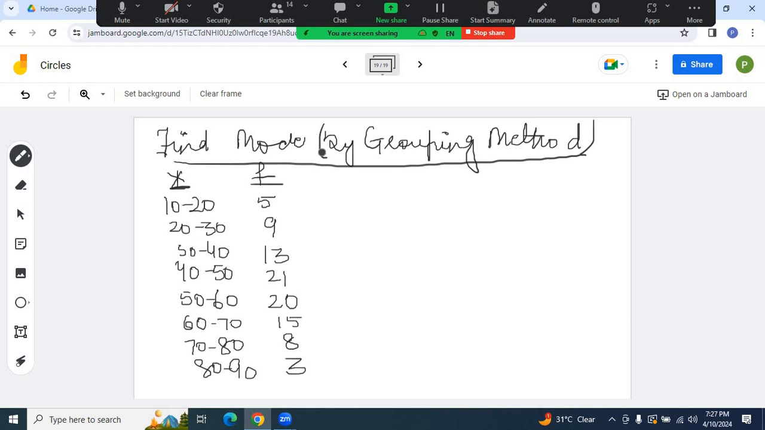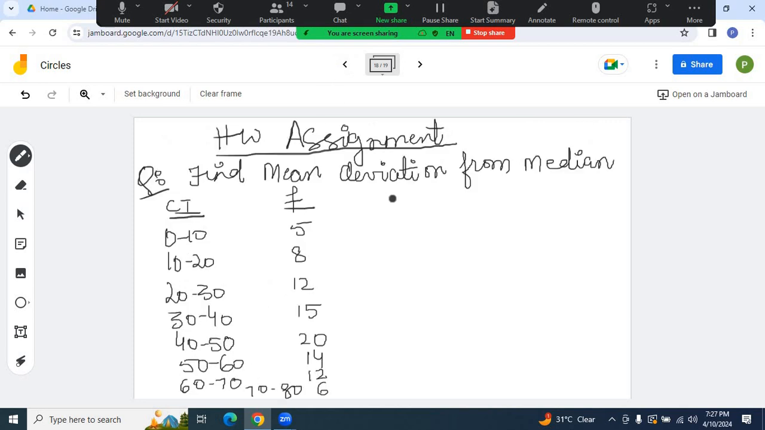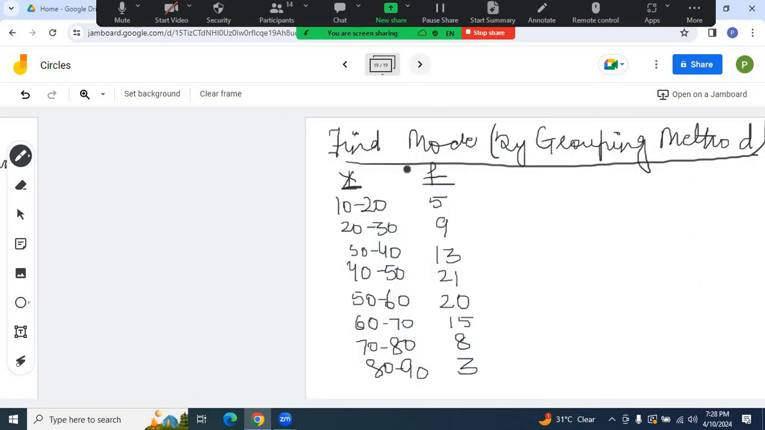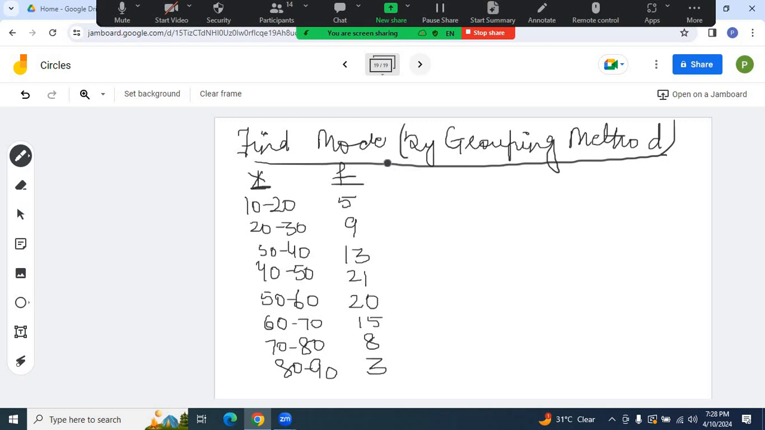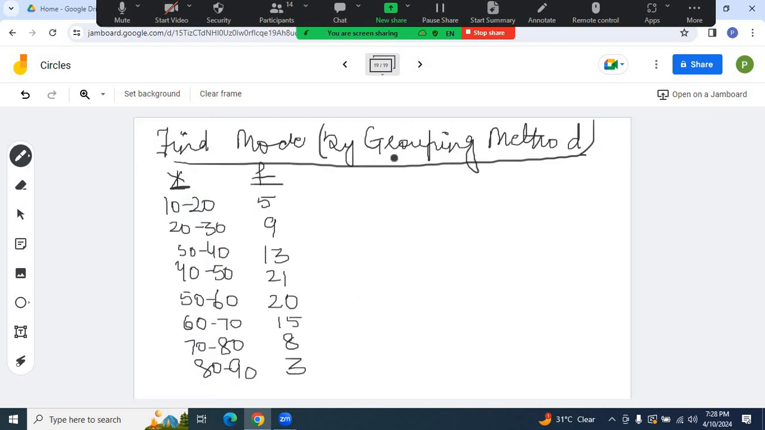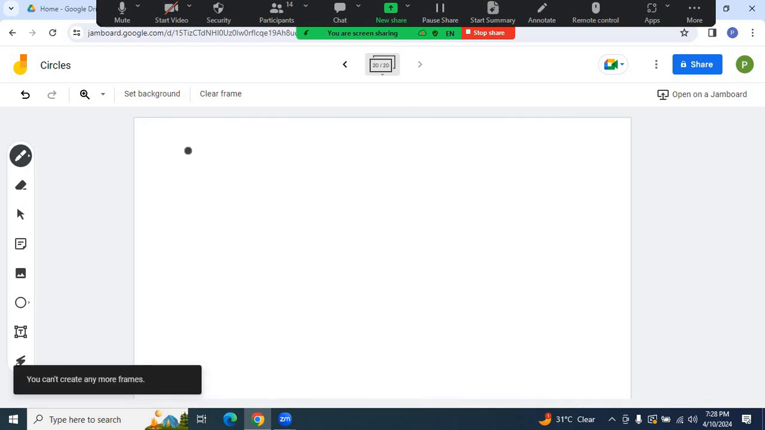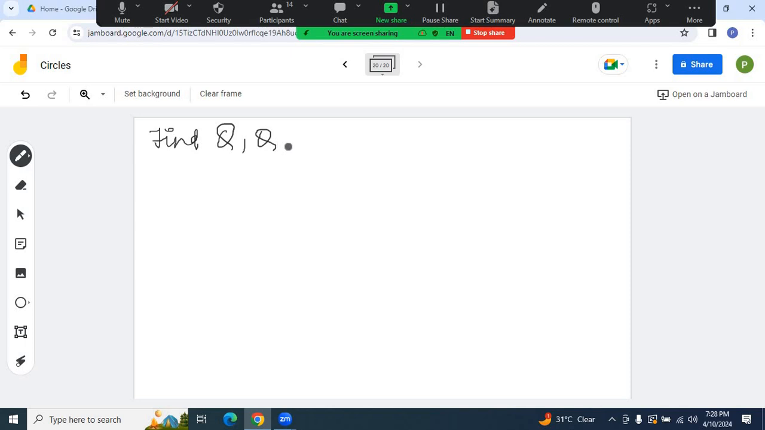You may note or you may take a screenshot. I repeat, this was the previous question: find mean deviation from median, and find mode by grouping method. Last one more. Find Q1, Q3, P40, D6.